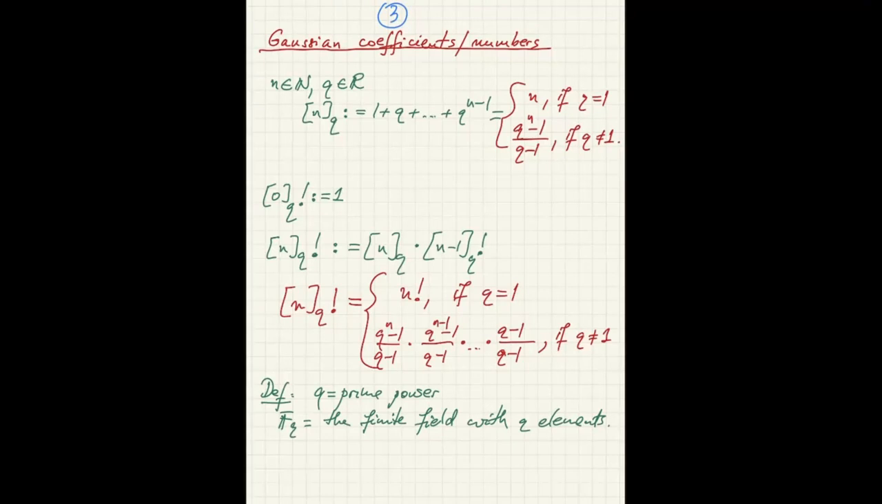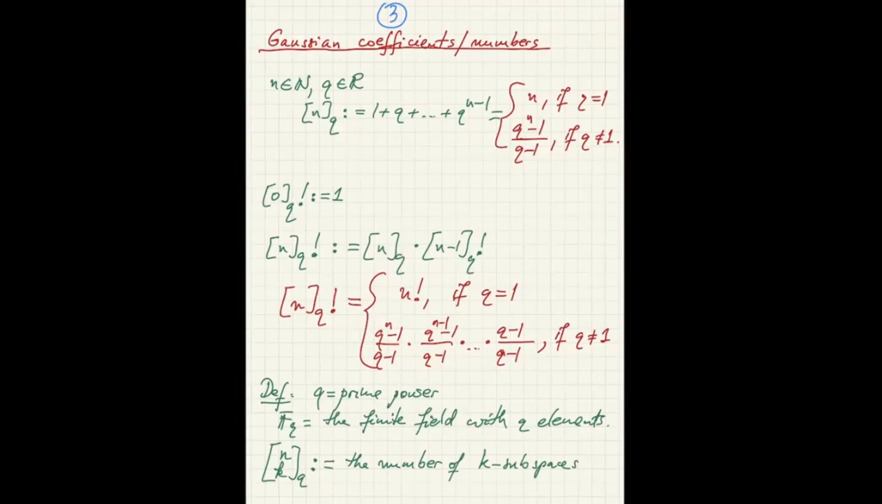Now, another definition. The quantity that is of interest for us is the q-binomial coefficient, n choose k with a q. This is the number of k-subspaces in Fq^n. Fq^n is a vector space of dimension n over Fq.